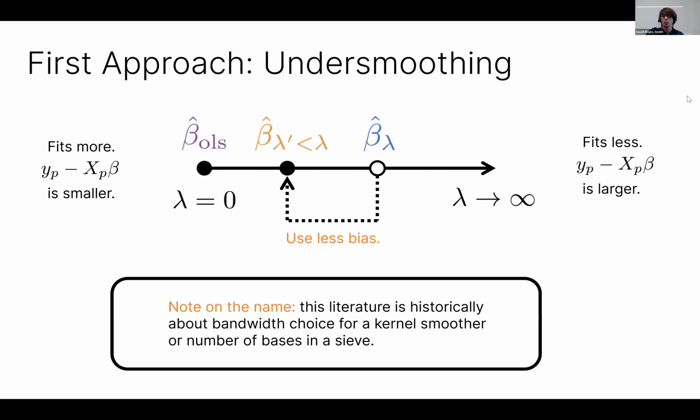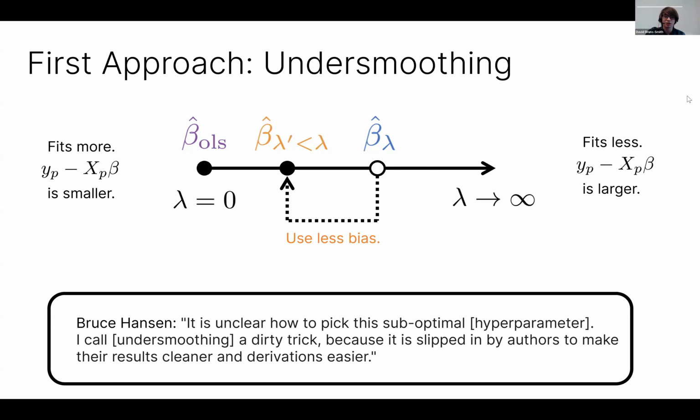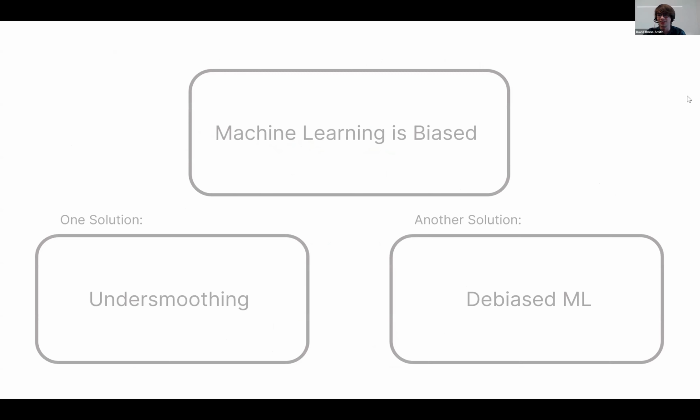And people have thought about this, and there's this Bruce Hansen quote, "It is unclear how to pick this suboptimal hyperparameter. I call undersmoothing a dirty trick because it is slipped in by authors to make their results cleaner and derivations easier." I don't necessarily 100% agree with this quote, but it suffices to say that this is hard to use in practice. And we'll return to that later in the talk.